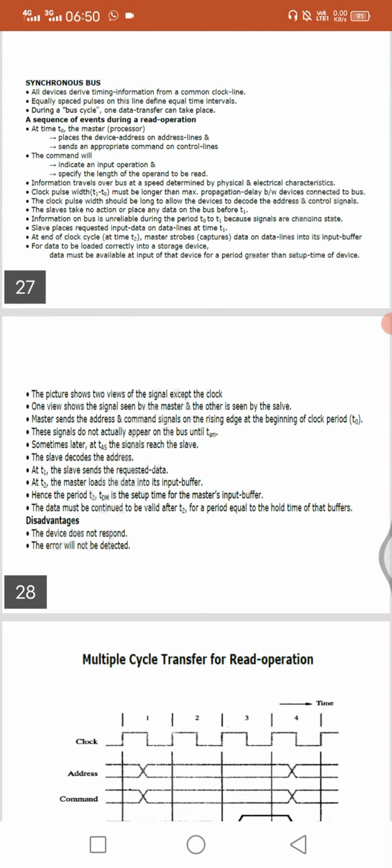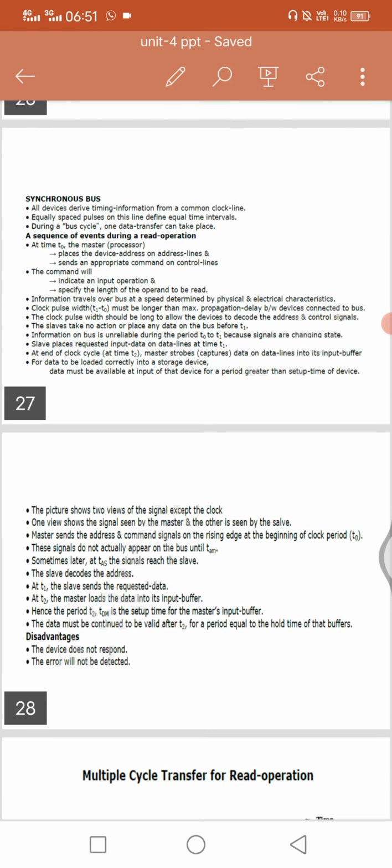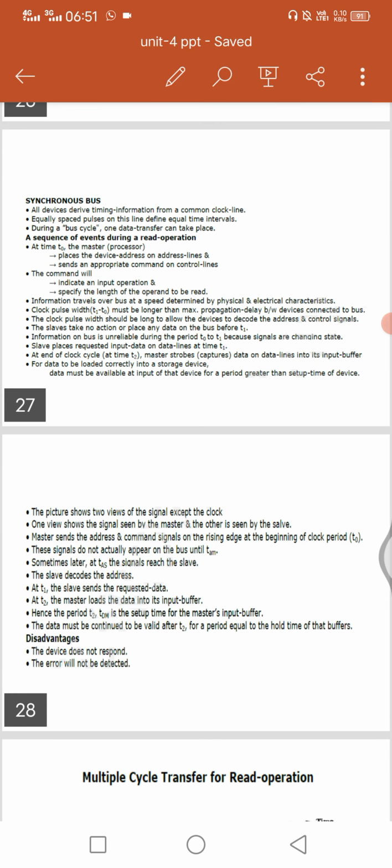Next, information travels over the bus at a speed determined by physical and electrical characteristics. Next, the clock pulse width, T1 to T0, must be longer than the maximum propagation delay between devices connected to the bus.